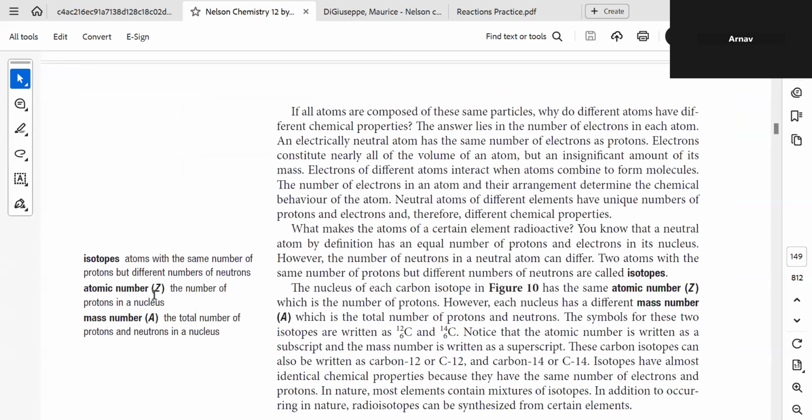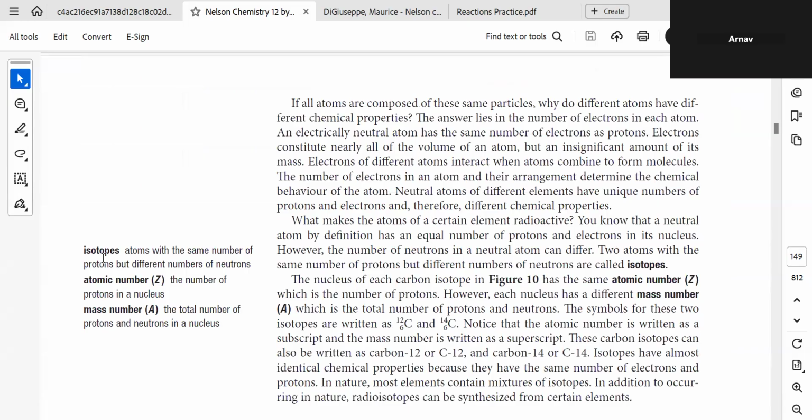Then I believe you know all this, right? What are isotopes? What is atomic number? What is mass number? Do you know it? Or you want a revision? No, I already know it. Okay, then I want you to copy this. Isotopes are atoms with the same number of protons but different number of neutrons.